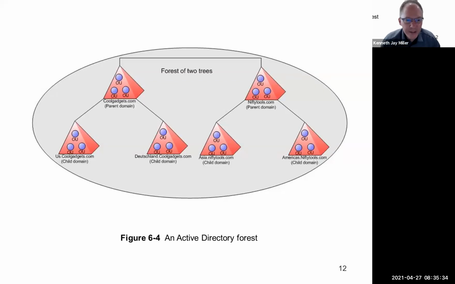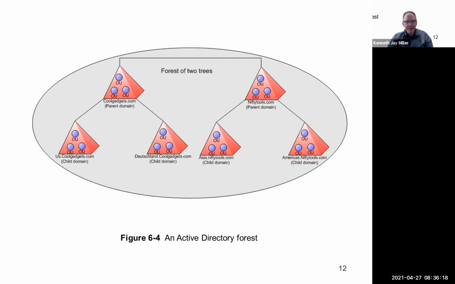So this is a company called Nifty Tools and CoolGadgets.com. And there's the CoolGadgets.com that's part of the forest, and Nifty Tools as part of the forest. Those would be considered trees. And then underneath those would be our domains, where we have us.coolgadgets.com, Deutschland.coolgadgets.com, Asia.niftytools.com, and then Americas.niftytools.com.